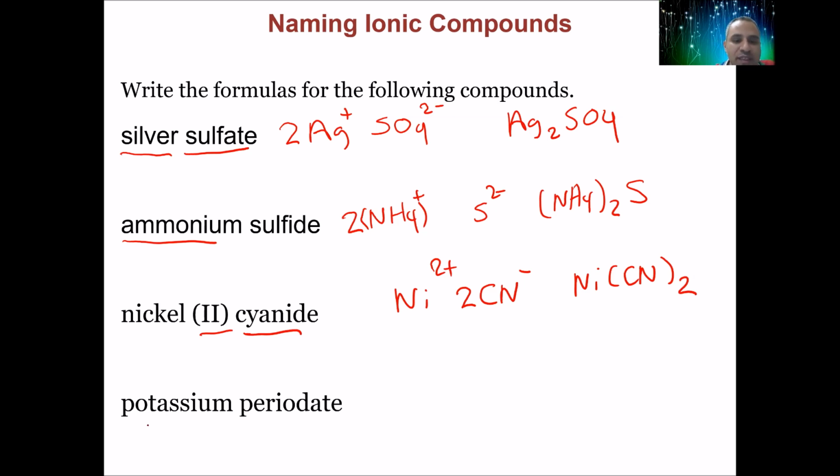Potassium periodate. Potassium is a group 1 metal that has the symbol K, and it has a 1+ ion. Periodate is the same as perchlorate that we saw in the previous example, and it's going to be IO4-. Since this is 1+ combined with 1-, it's already neutral, so it's going to be KIO4.